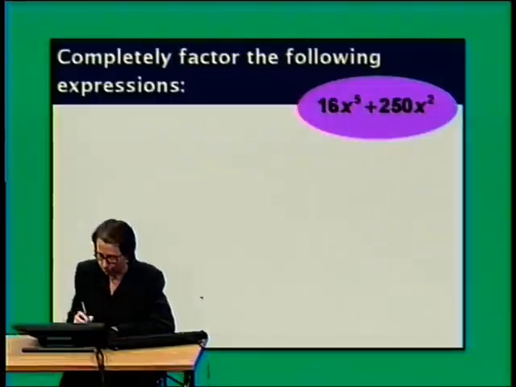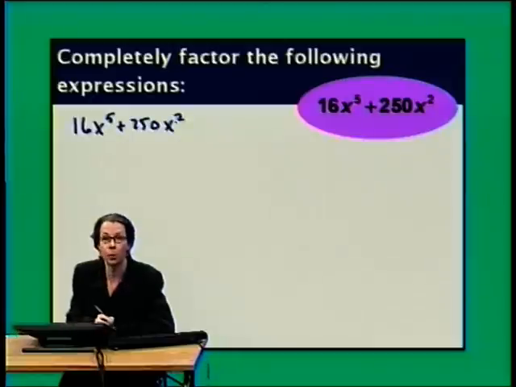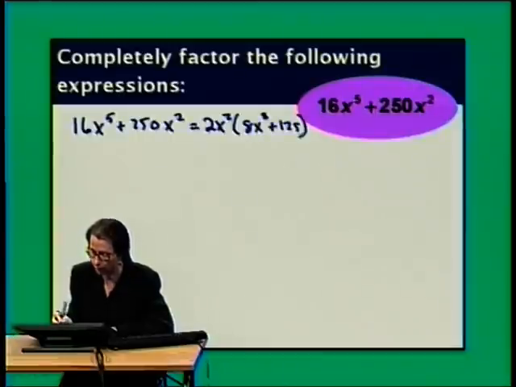Here's another example. 16x to the fifth plus 250x squared. Again, I see a common factor. 2 is a factor of both coefficients, but there's also a common factor of x squared. So I'm going to start by factoring out that 2x squared. That leaves behind 8x cubed plus 125.